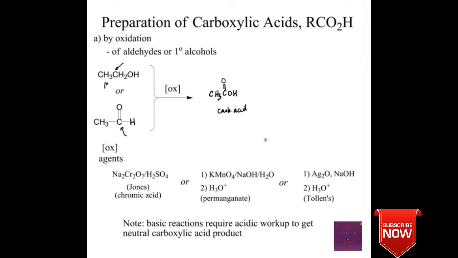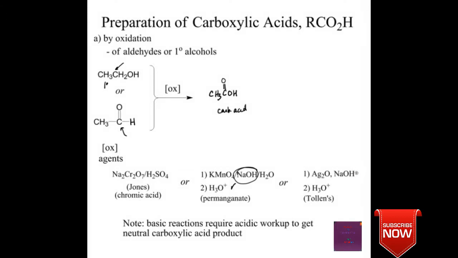What are examples of strong oxidizing agents? Things like Jones oxidation, chromic acid, so sodium dichromate and H2SO4, or KMnO4, permanganate, in base is very good. Okay, but notice because we have base here, what's going to happen to the carboxylic acid product as it's formed? It will be deprotonated, and so if you want the neutral product when you're all done, you have to do an H3O+ workup. Basic reactions require an acidic workup if you want to get the neutral carboxylic acid product out.